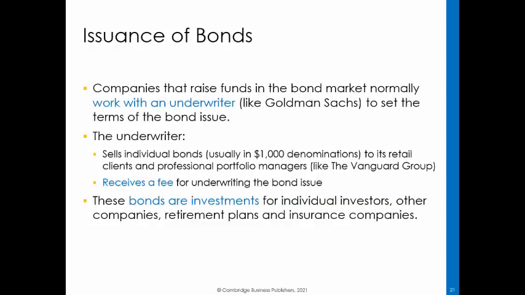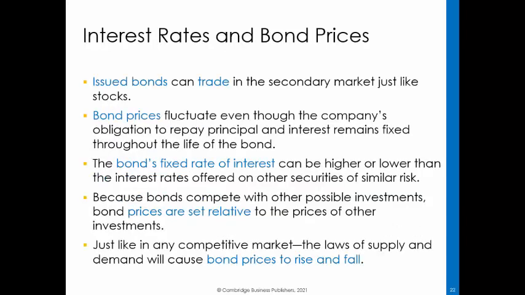Companies that raise funds in the bond markets normally work with an underwriter such as Goldman Sachs to set the terms of the bond issue. The underwriter then sells individual bonds, usually in $1,000 denominations, from this general bond issue to their retail clients and professional portfolio managers such as the Vanguard Group, and receives a fee for underwriting the bond issue. The bonds are investments for individual investors, other companies, retirement plans, and insurance companies. After they are issued, the bonds can trade in the secondary market just like stocks.